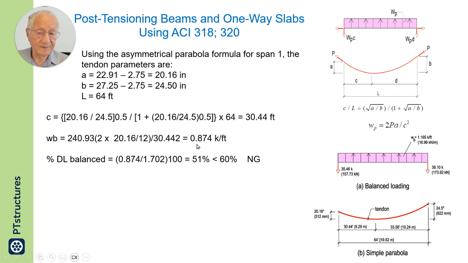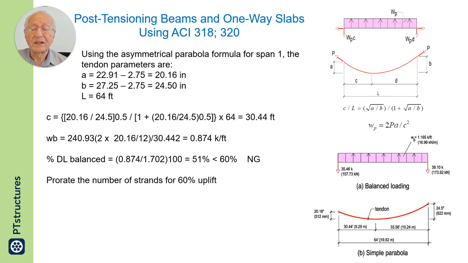This uplift provides 51% fraction of self-weight upward force. It is less than 60. My target was to provide 60%. So I have to increase the number of strands in order to arrive at 60% uplift. That is my target.